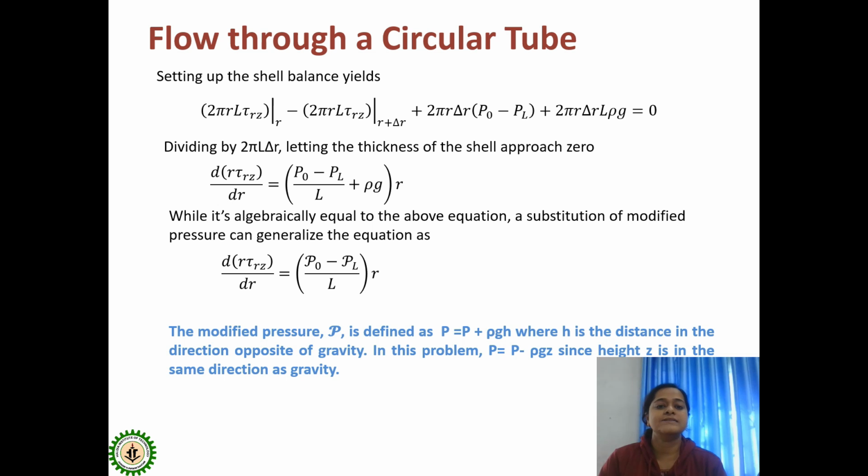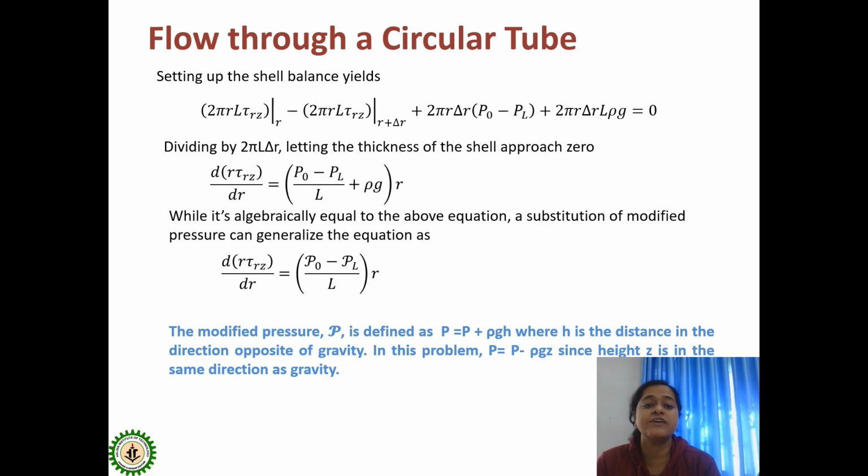So finally, we obtain the shell balance: 2 pi r L tau rz at r minus 2 pi r L tau rz at r plus delta r, plus 2 pi r delta r (P0 minus PL), plus 2 pi r delta r L rho g equals 0.